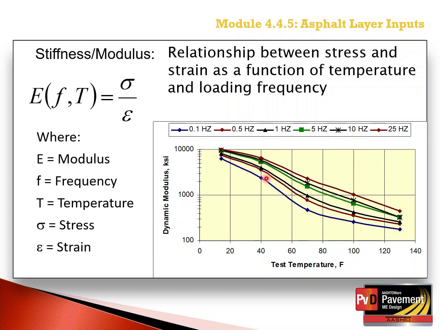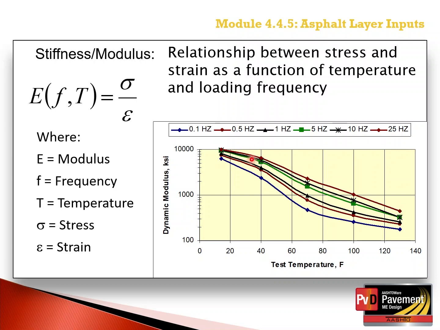At low temperatures, asphalt binders are much stiffer than at higher temperatures. And as the temperature increases, the dynamic modulus decreases. At very short loading times or high loading frequencies, the stiffness of the binder, and thus the stiffness of the mixture, will approach the elastic or shear modulus in terms of a linear relationship between stress and strain.